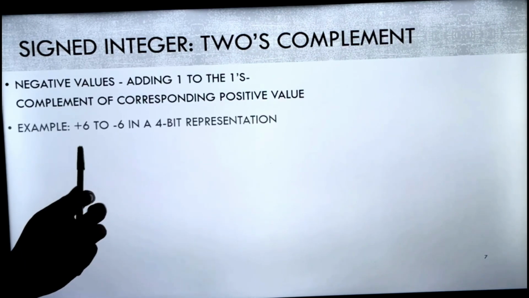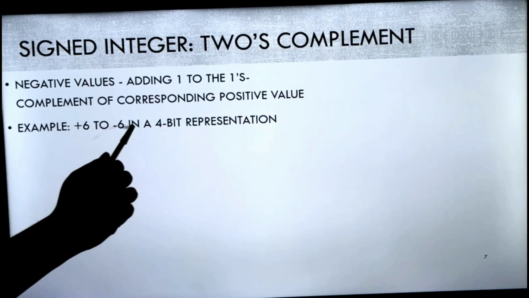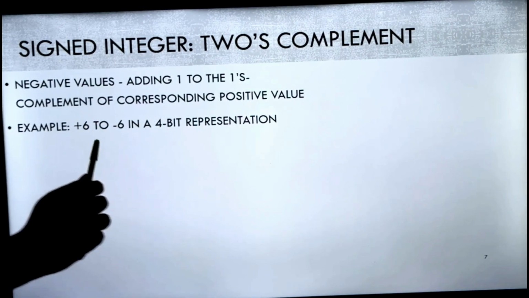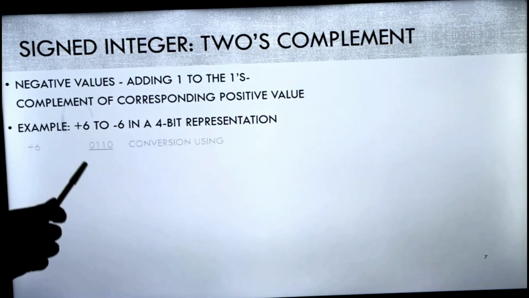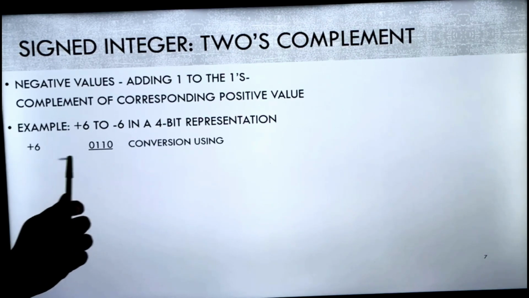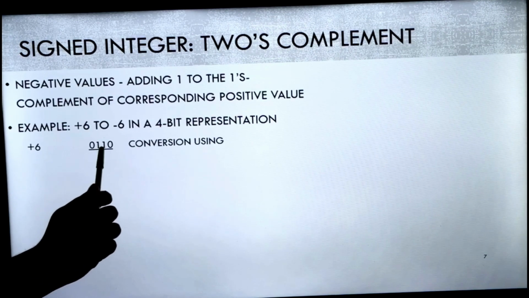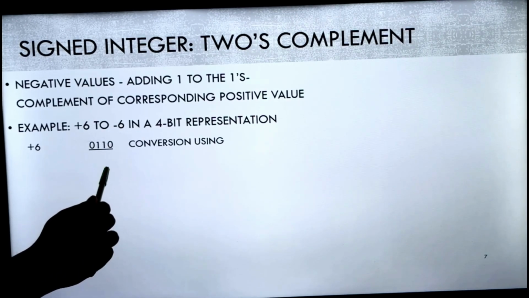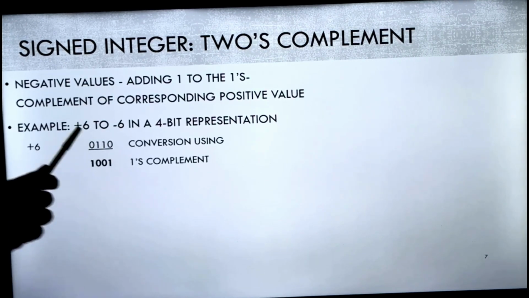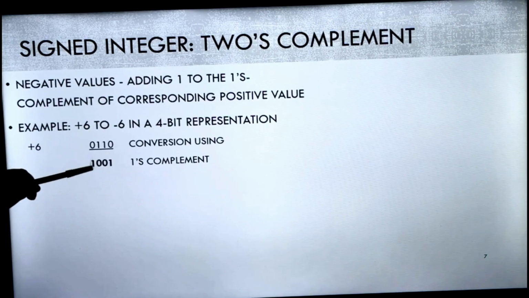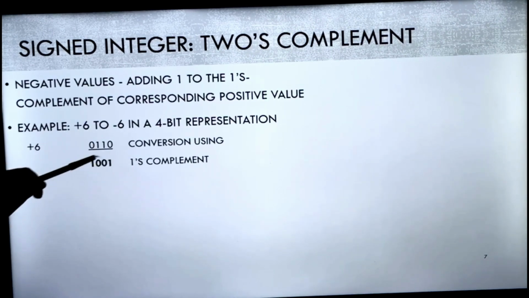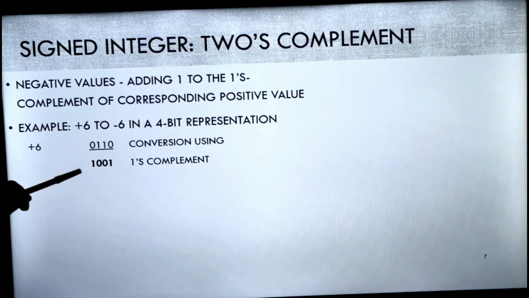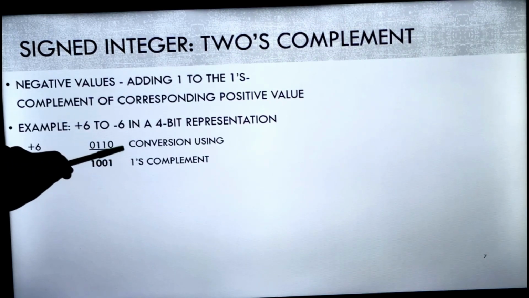Let me take one example. Say I asked you to make plus 6 to minus 6 using twos complement. What is the official way to do that? First of all, you convert plus 6 to minus 6. We know that this is plus 6, right? 0, 1, 1, 0. First of all, you have to convert this plus 6 to minus 6 using ones complement. So if you do that, what will we have? All the bits reversed, right? 0 to 1, 1 to 0, 1 to 0, 0 to 1. So this is the number in ones complement. This is minus 6 in ones complement. But in twos complement, that's not the end.